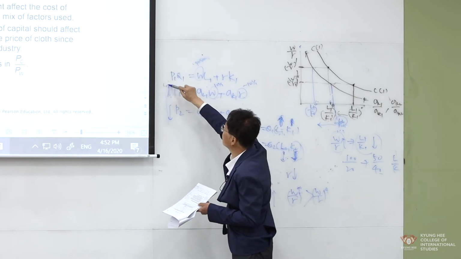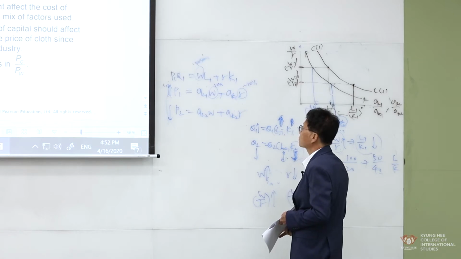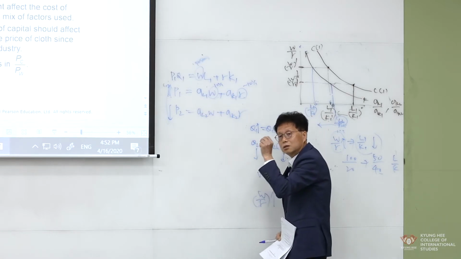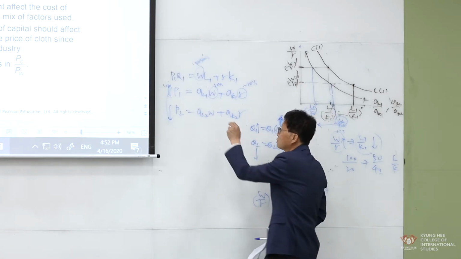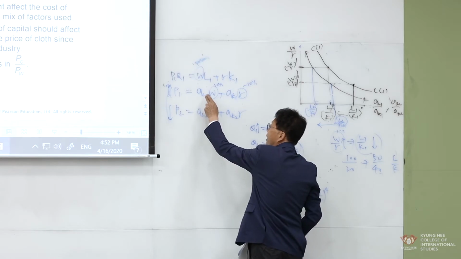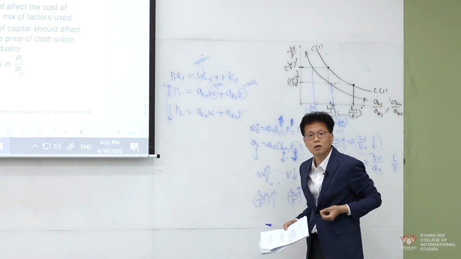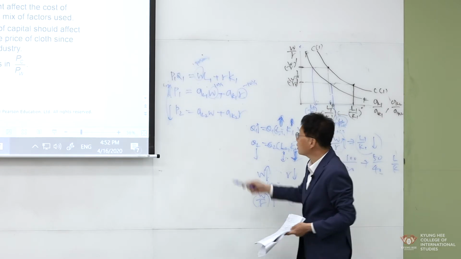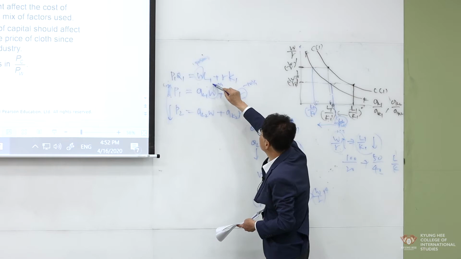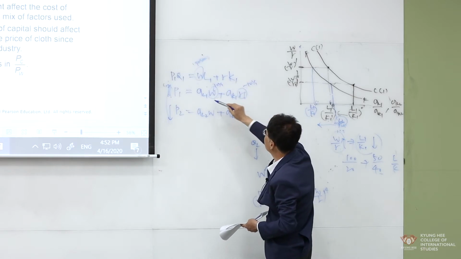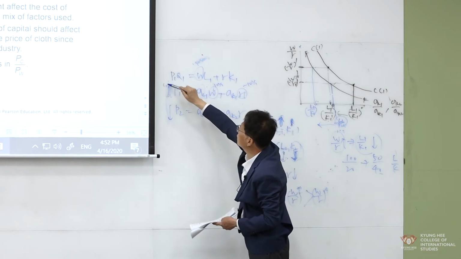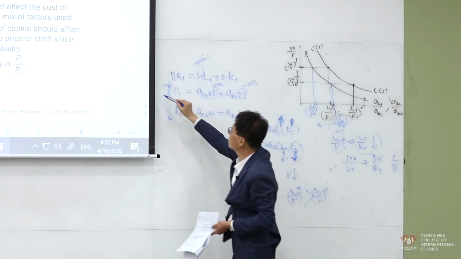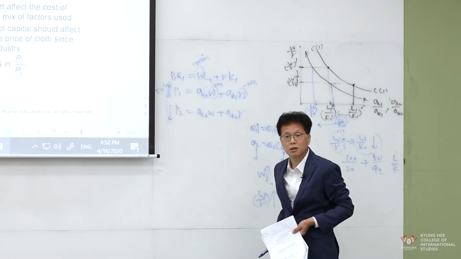This one increases. Why? Q1 is labor intensive, so the magnitude of aL1 is greater than aK1. Labor is the more important input in Q1 production, isn't it? Right? So the same percent increase and same percent decrease, but this one is larger than this, so P1 increases. For example, by 5%.